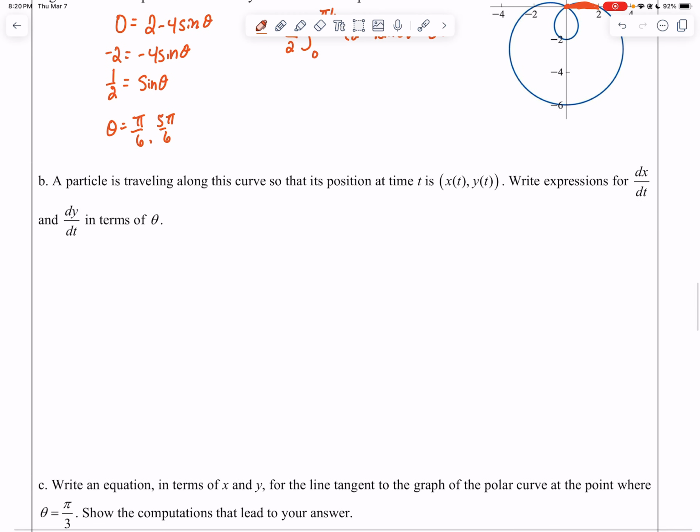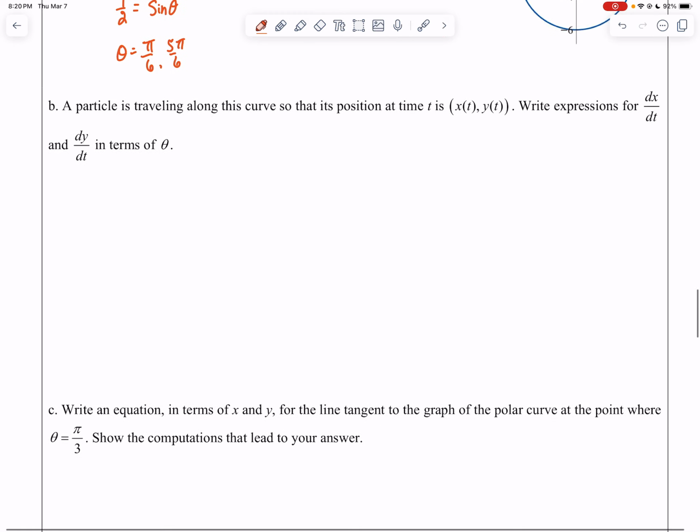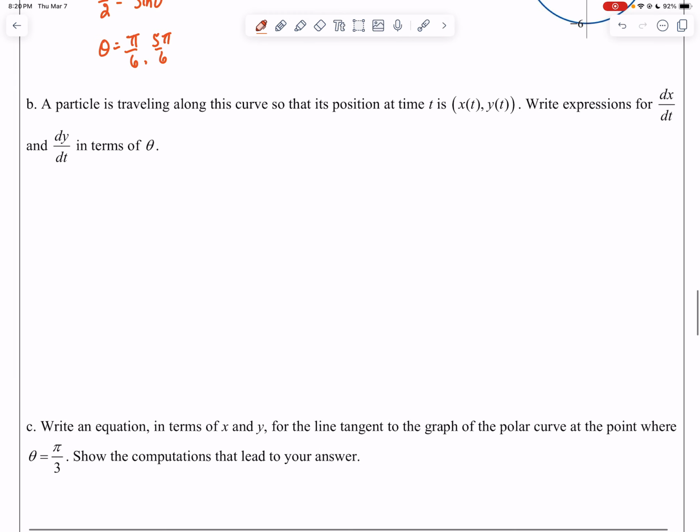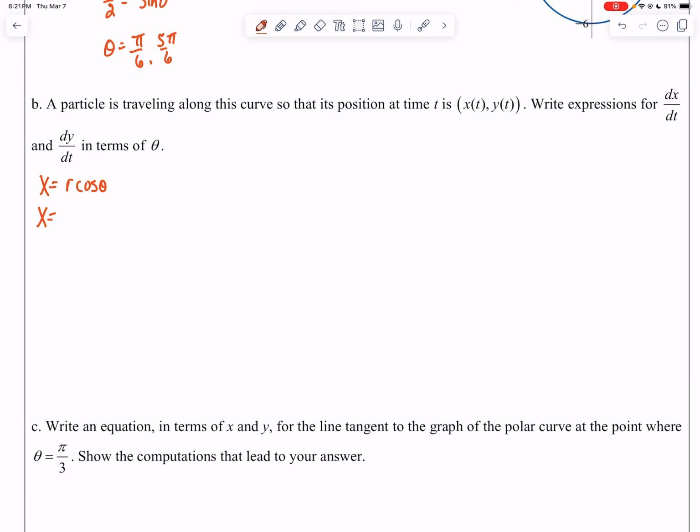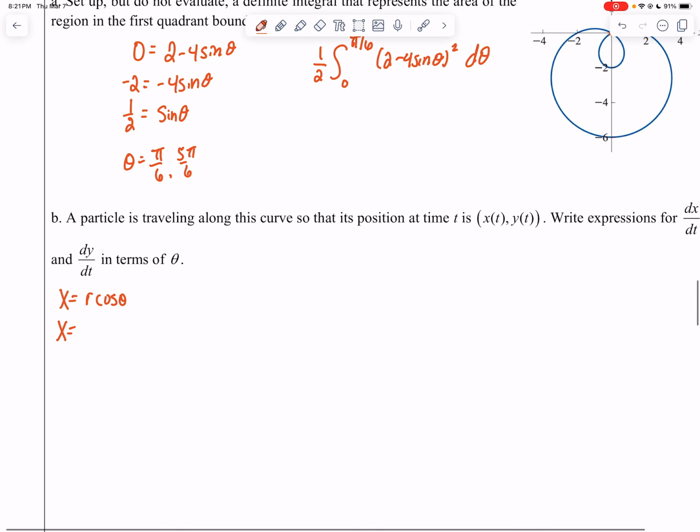Part B. A particle is traveling along this curve so that its position at time t is x of t, y of t, and we want to write expressions for dx dt and dy dt in terms of theta. Now here, remember that x is going to be r cosine of theta, so we have x is equal to 2 minus 4 sine of theta, times cosine of theta.